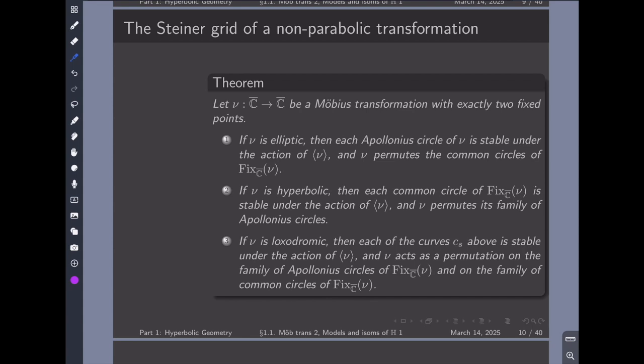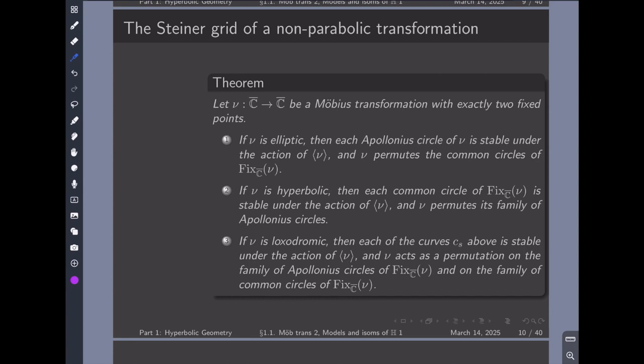In the classification of the conjugacy classes. Yeah. So the multiplication by a negative number is loxodromic. Yeah, this is just not positive. But for negative real numbers, what happens is that the loxodromes are actually just the rays, I think.